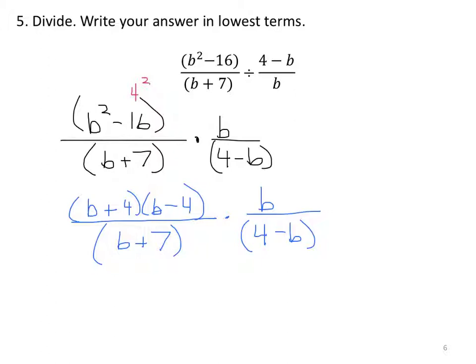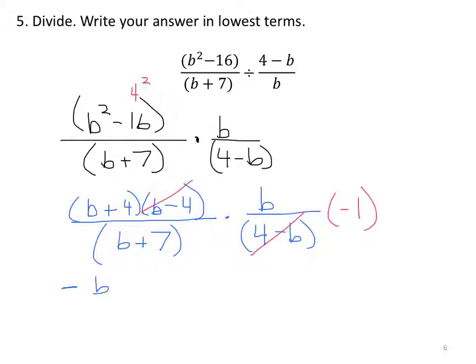The next thing is to notice none of these are identical. However, we do have opposites, b minus 4 and 4 minus b. So if we cancel those opposites, we're left with negative 1. So now we rewrite what we have left because nothing else cancels, and to represent that -1, we just put a negative sign in front.